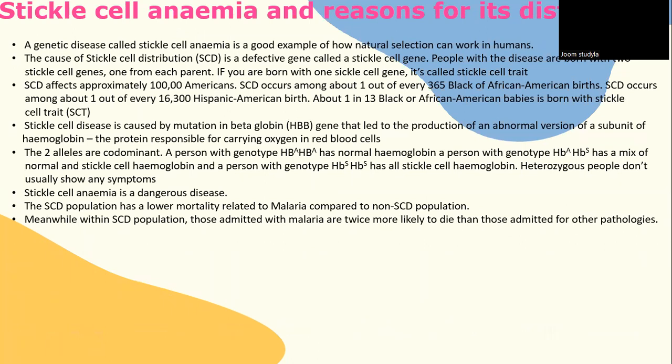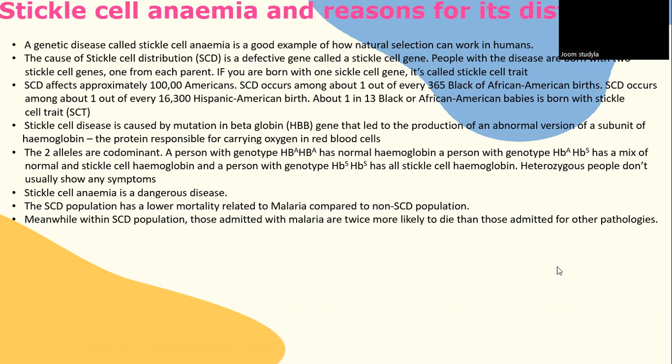Sickle cell anemia and reasons for its distribution. A genetic disease called sickle cell anemia is a good example of how natural selection can work in humans. The cause of sickle cell disease, SCD, is a defective gene called a sickle cell gene. People with the disease are born with two sickle cell genes, one from each parent. If you are born with one sickle cell gene, it is called sickle cell trait.